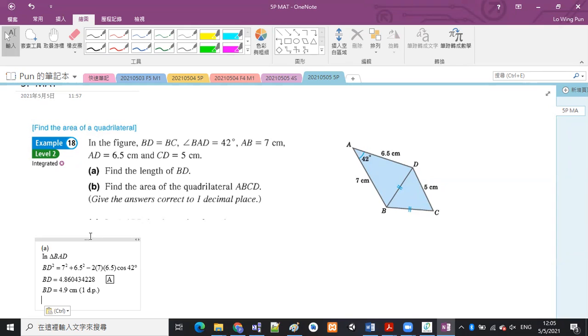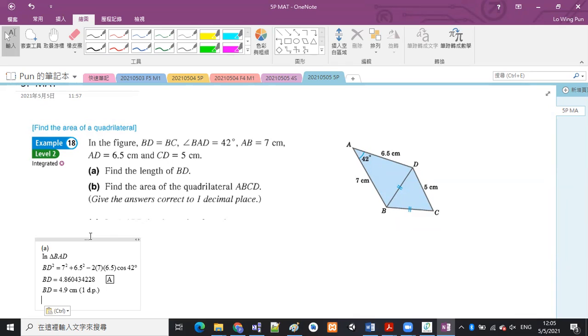Quadrilateral ABCD, the area. This is not a special 4-sided polygon. We do not have a formula to calculate this area directly. So what shall we do? Yes, we need to cut this quadrilateral into 2 triangles, right? The first one is this one.